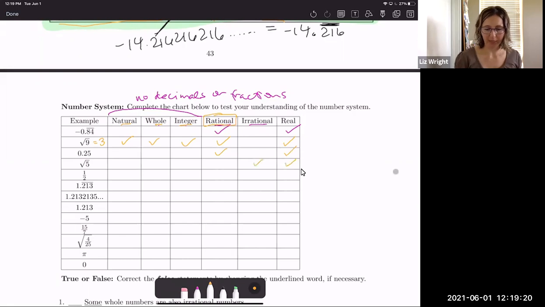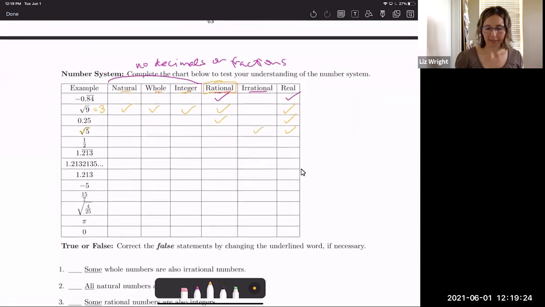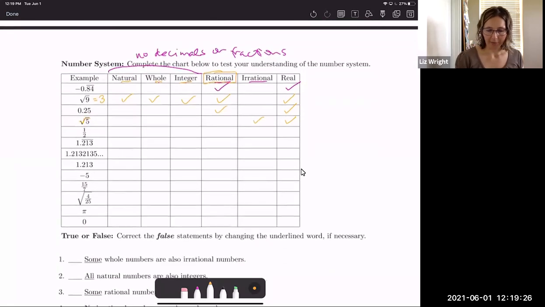Because again, if you put that in your calculator, we're going to get a decimal that goes on forever and it doesn't repeat. 1/2. You can either think of it like this, it's a decimal that terminates, or it's a fraction. It's a ratio of two integers. It's going to be rational and real. 1.213 repeating. 213 repeating, it's a repeating decimal. Hopefully you got it. Rational and also real.